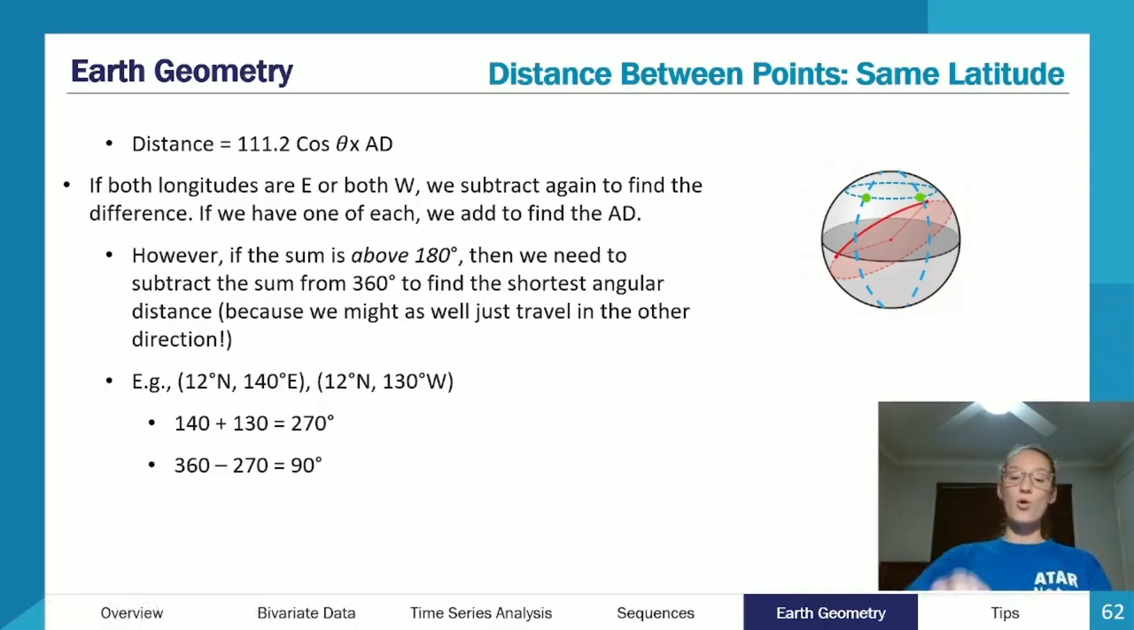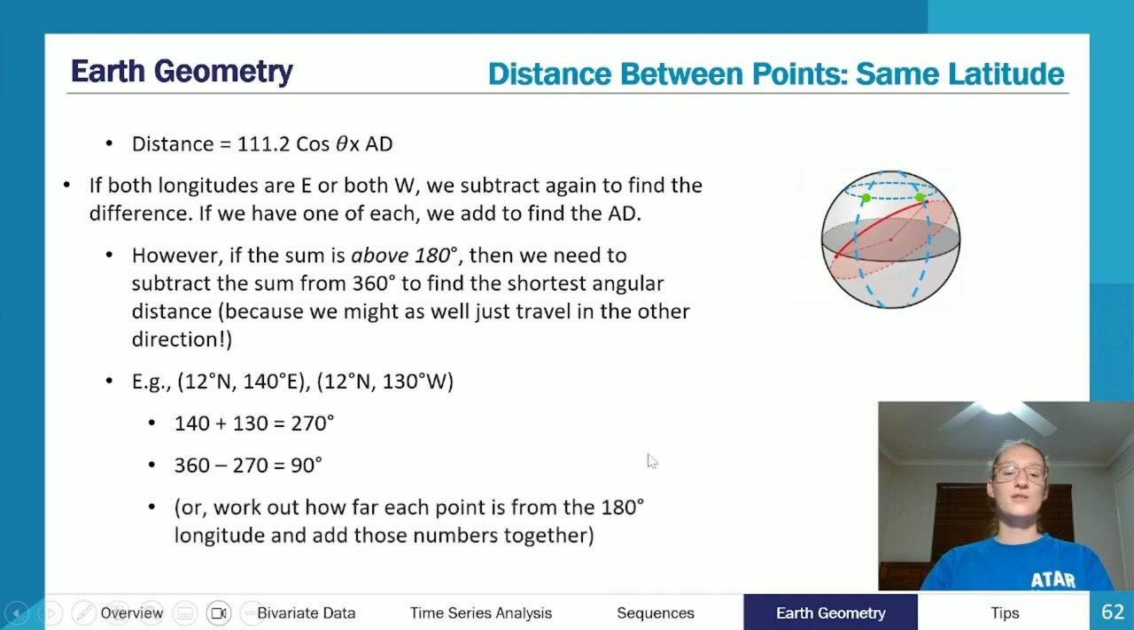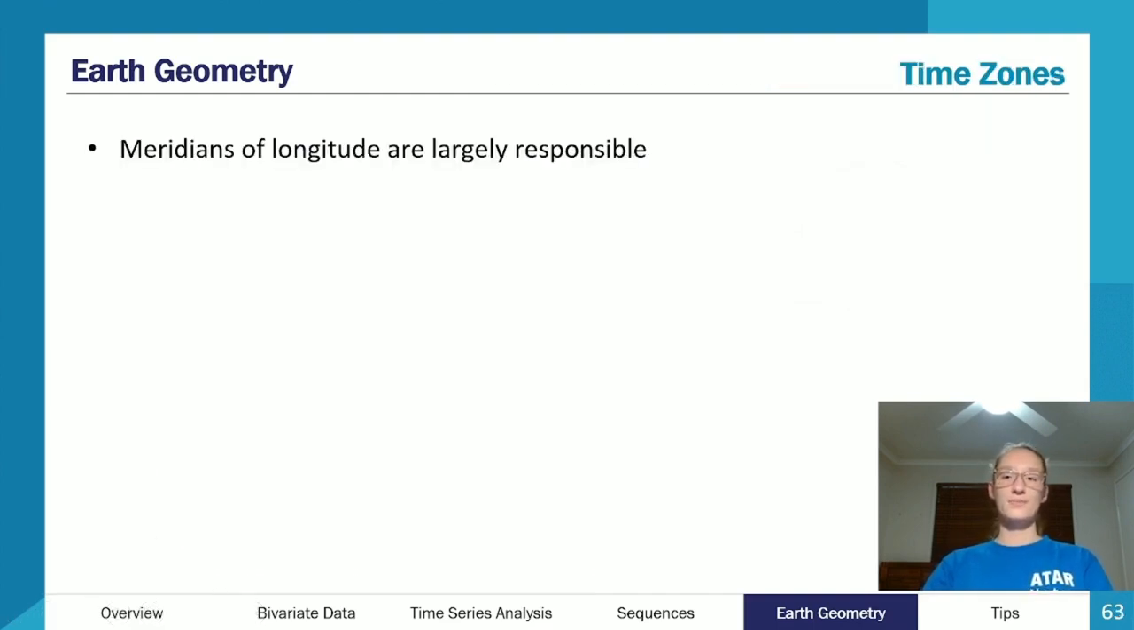But if we're going to go all the way around 270 degrees, that's actually not the shortest distance between the 2 points. It's way quicker to travel this quick distance here. So that's why we take the sum value away from 360 degrees, and that leaves us with 90. And then there's also that other way you can do it as well.